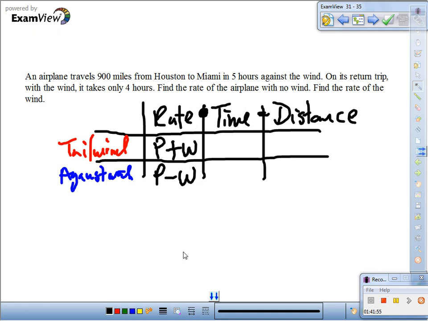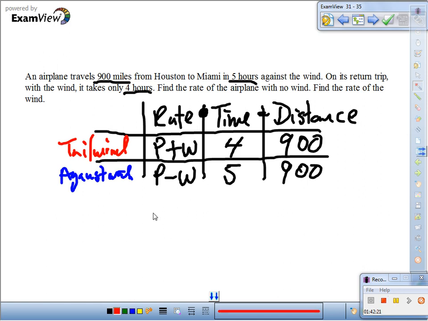Now we just need to worry about the last 2 numbers here. What is the distance for the trip? 900. So that's 900 for both. With the tailwind, they get there faster. Which is the smallest number? 4. That goes right there. And what is the longest one? 5.